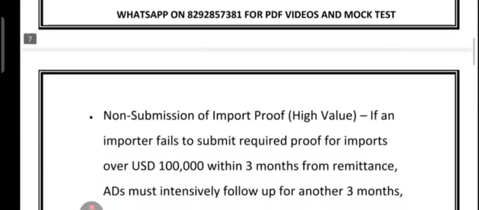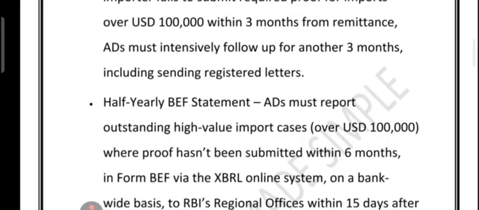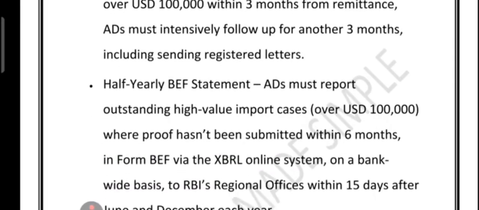Now one more point is that if the value of import is more than $1 lakh and the importer does not submit proof within 3 months of payment, the bank will actively follow up for another 3 months, even sending a registered letter as a reminder. Every 6 months, banks also have to submit a BEF statement to the RBI. This lists all the high value import cases where proof has not been submitted for over 6 months.